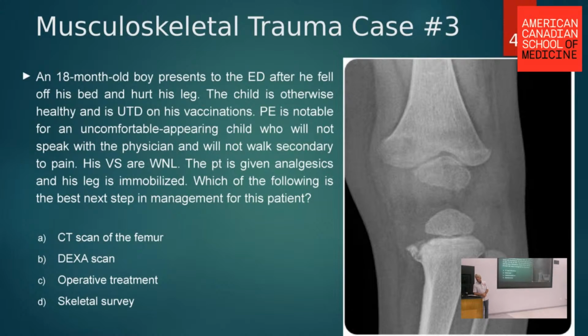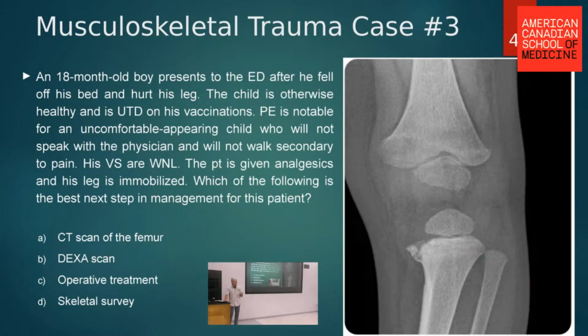He's refusing to walk on the leg. His vital signs are normal. He's given some oral analgesics and his leg is immobilized. Which of the following is the next best step in the management of this patient? CAT scan of the femur. You try not to give lots of radiation to particularly pediatric cases. Radiology will usually give a weight-based imaging, so they will turn down the dial for little children so they don't get as much radiation. So CT scan of the femur, DEXA scan, that's probably some type of nuclear medicine scan, I'm not sure what that is. Operative treatment, or skeletal survey.